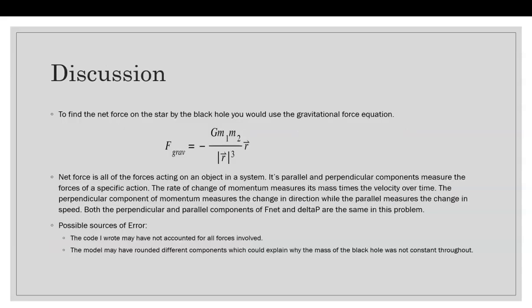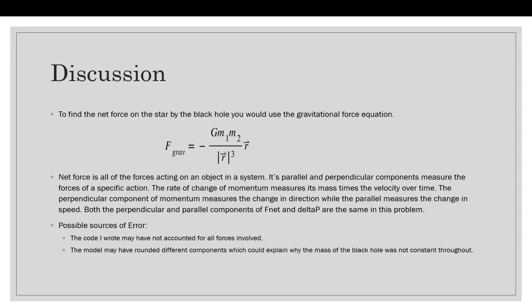To find the net force on the star by the black hole, you would use the gravitational force equation, and you would just plug in everything you know. You know the mass of the black hole, you know the mass of the star. You have to take the position of the star minus the position of the black hole and plug it in.